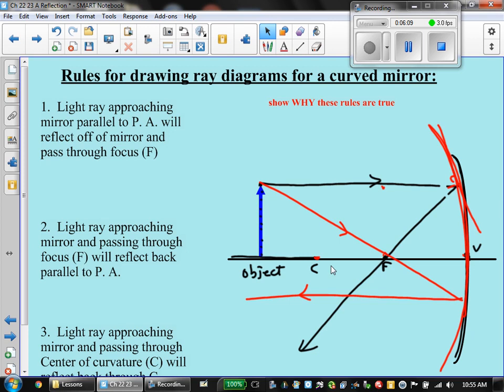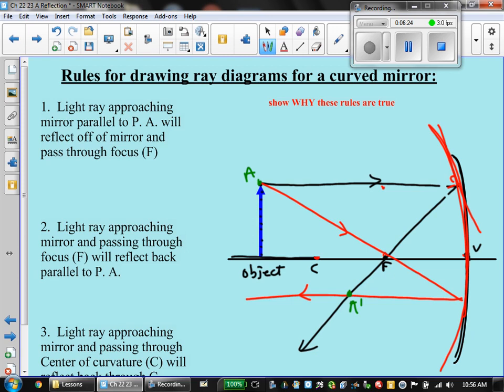Again, the light ray came in parallel and passed through F, and the light ray came down through F and passed out parallel. These light rays are going to meet right here. So they are going to converge at this point. If this point is called A, and the light rays bounced off the mirror and came to this point, we'll call it A prime. We say A prime is the image of A.